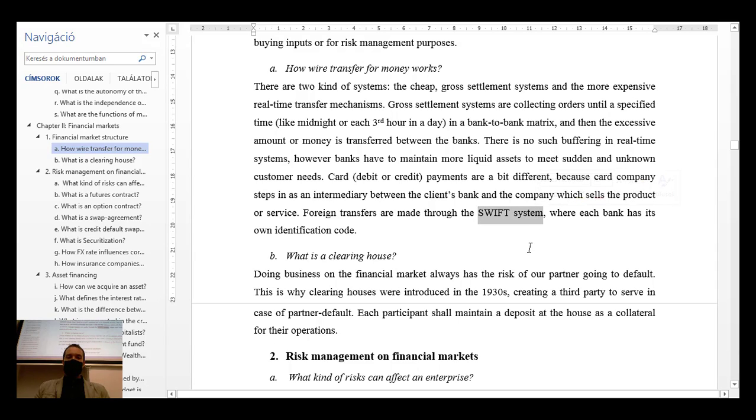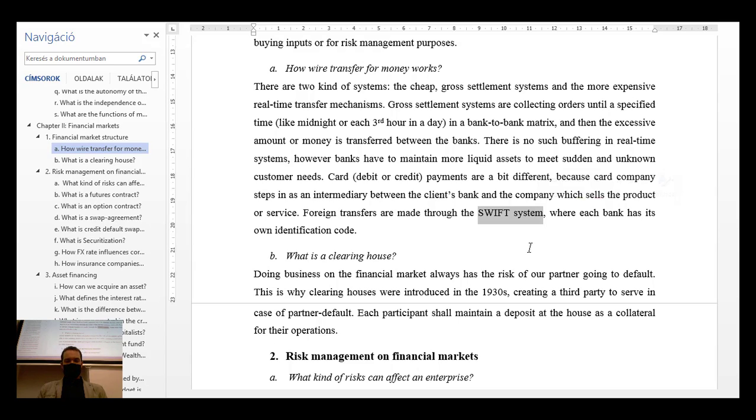Swiss system, it's actually for foreign transfers between foreign countries, and it connects banks together. So it's like an information system among banks.